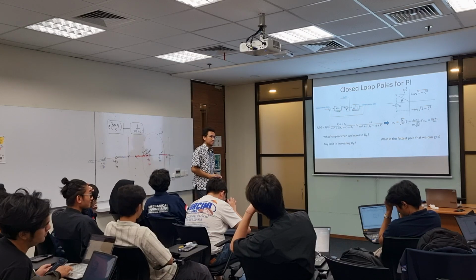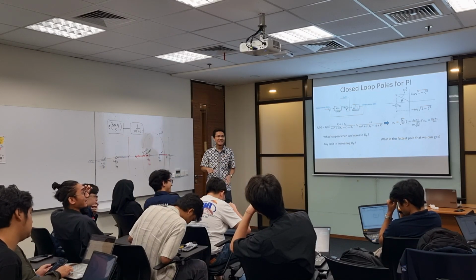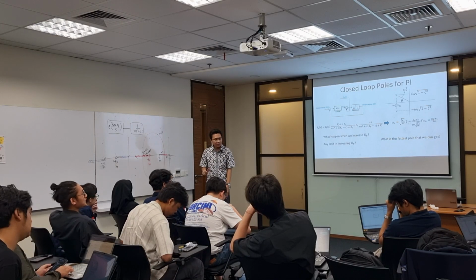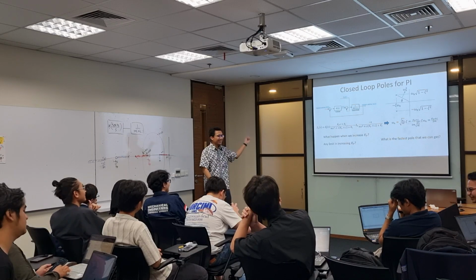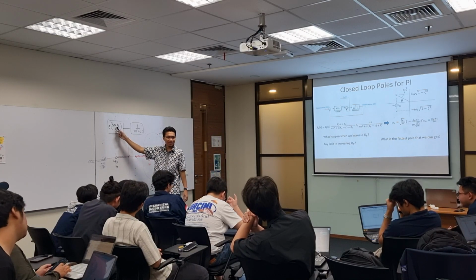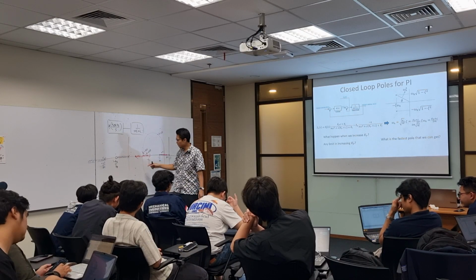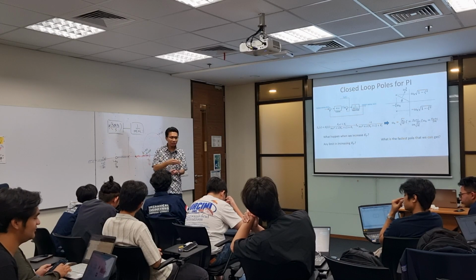Which one affects the zero? No, it will not affect the zero. It is not part of the zero. You are back again to that question. The open loop zero remains the same. The open loop zero is still here. This one changes the closed loop poles.